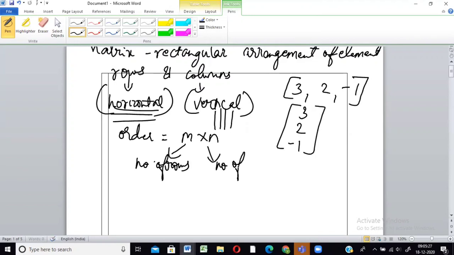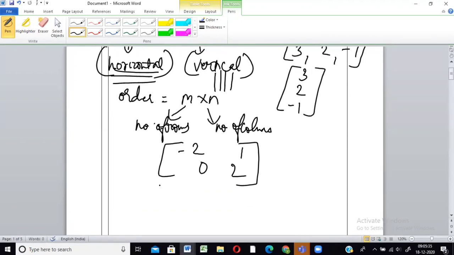is always written as m cross n, where m is the number of rows and n is the number of columns. Now suppose I have a matrix like this, how many rows and how many columns do we have? Row means the horizontal ones, column means the vertical ones. How many horizontal ones? 1, 2, right? These are the two horizontal ones, so 2 rows cross. How many columns? 1, 2, right? So 2 rows and 2 columns. These two are the rows. These two are the columns.